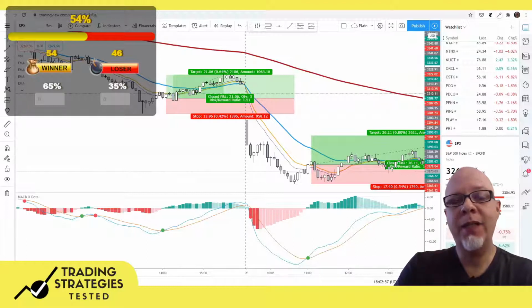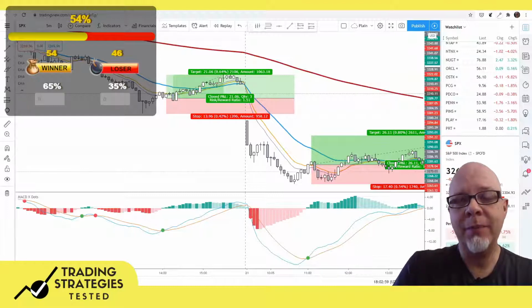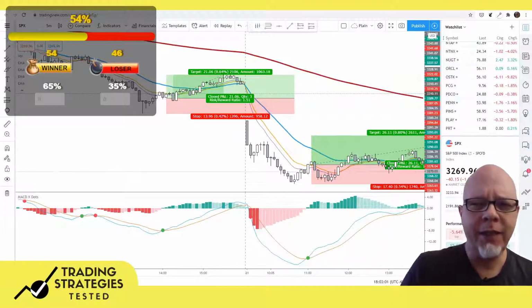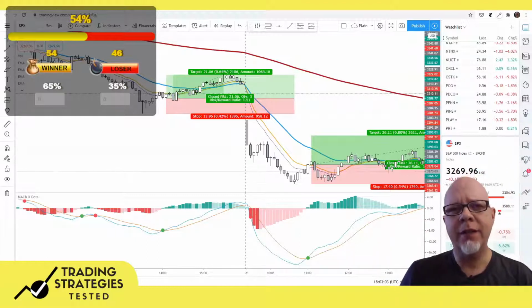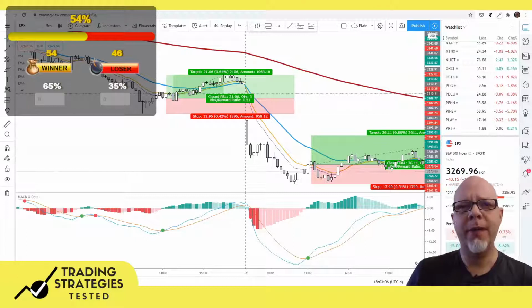So next time we'll be delving a little bit deeper into it and maybe look at some of the secret MACD trading strategies that everyone's talking about, and see if we can improve on this number.